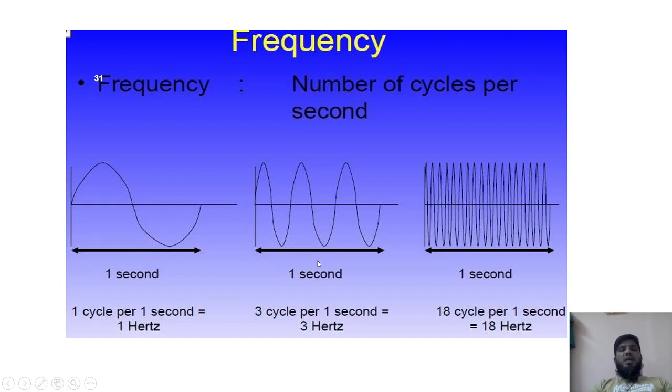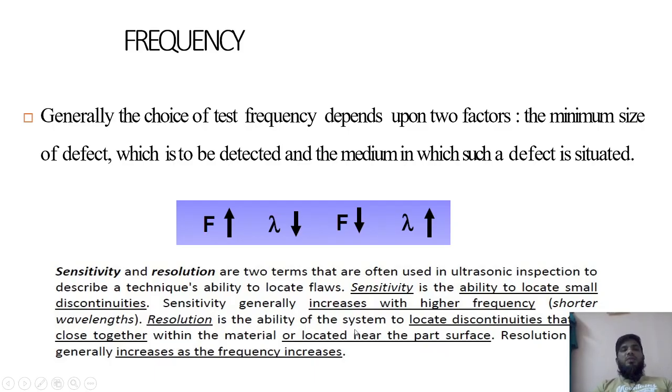Whereas if three cycles, or three waves, are traveling in 1 second, then it is called three cycles per second, which is nothing but three hertz. So the frequency and the wavelength which you have studied: wavelength is nothing but the distance between two adjacent crests.